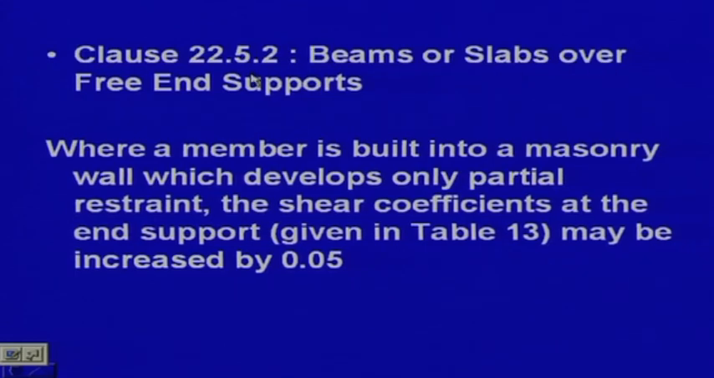Beams or slabs over free end supports, where a member is built into a masonry wall which develops only partial restraint, the shear coefficients at the end support, which are given in table 13, may be increased by 0.05. That means you can add 0.05: if it is 0.4 then you add 0.45, if it is 0.55 then you get 0.6. So, that is for shear, and the other one is for moment.